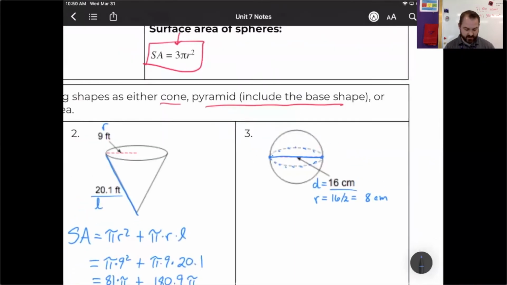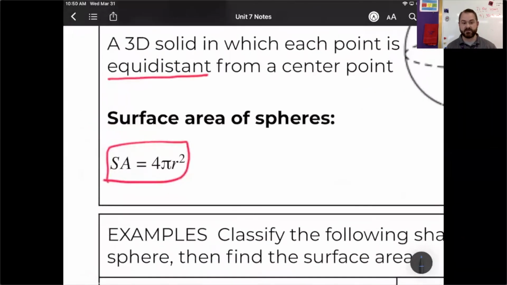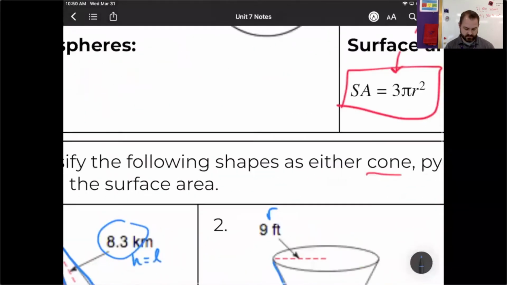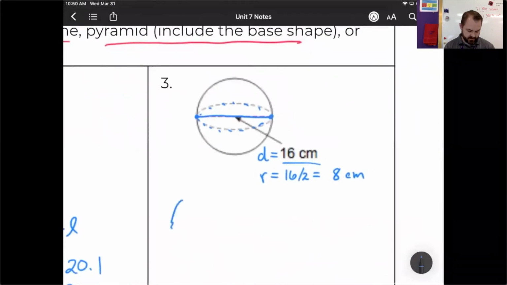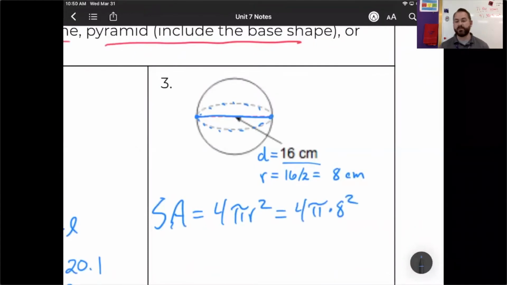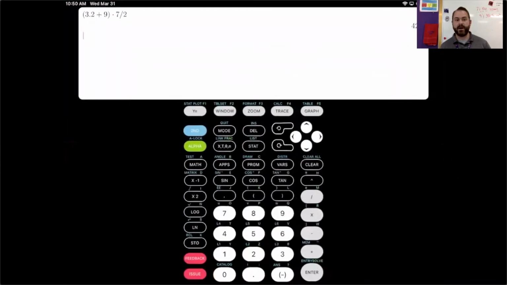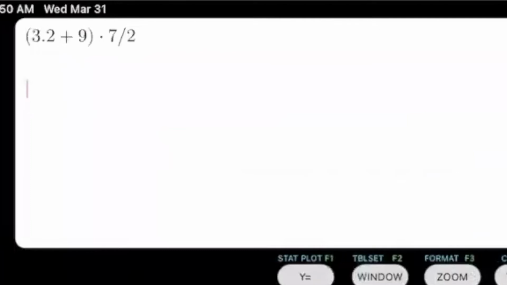Now remember, for a sphere, the surface area of spheres is just 4 pi r squared. So my surface area is 4 pi r squared, which means I do 4 pi times 8 squared. Again, I'm going to do all my calculations separately, then multiply by pi. Or since I'm not adding and subtracting, this is actually pretty easy to just plug directly in your calculator. And I'm going to show you how to do that. Okay, that was 4 pi r squared. So I'm going to do 4 times pi times that 8 radius squared.